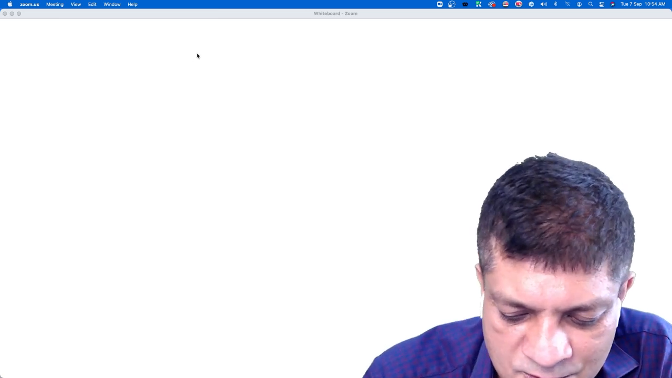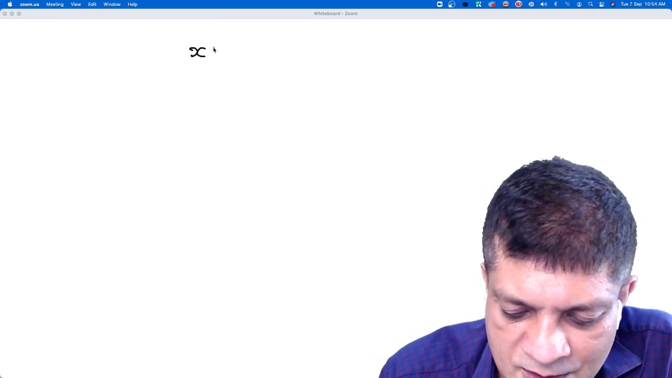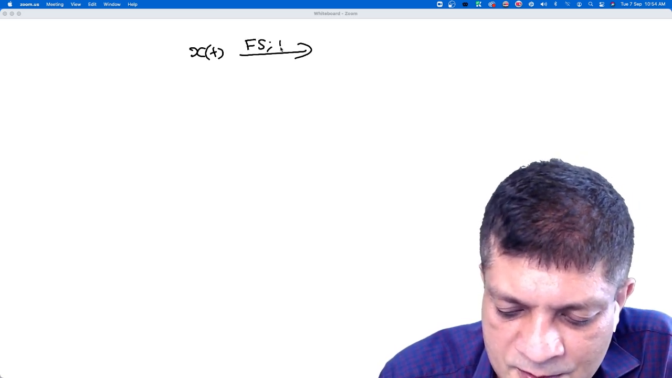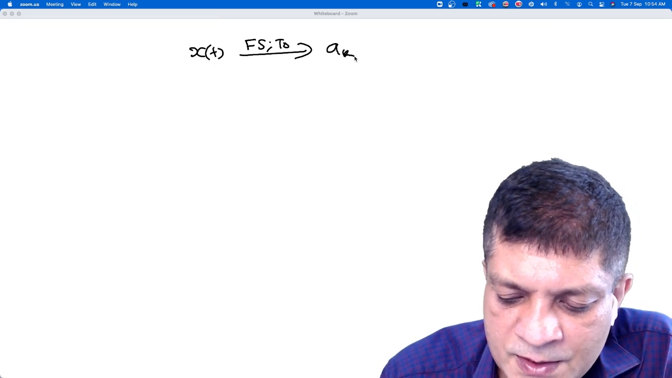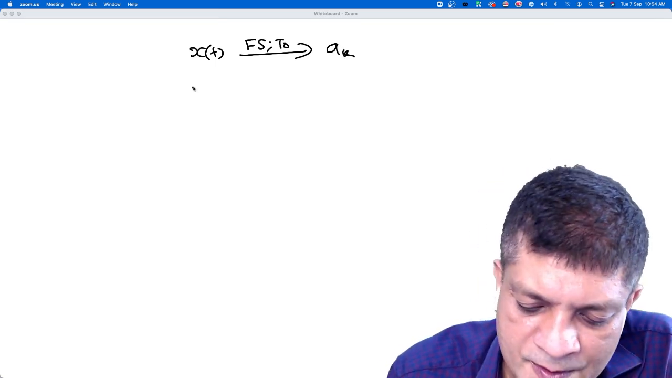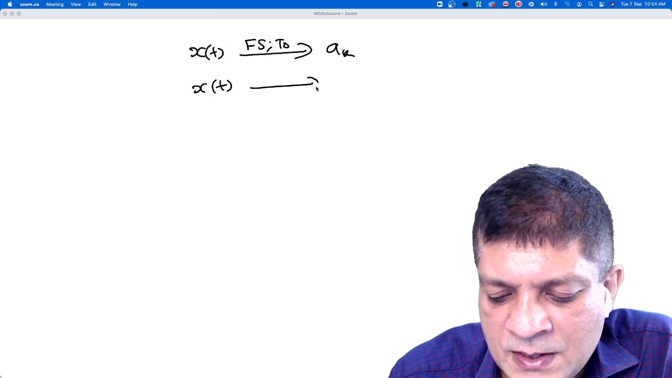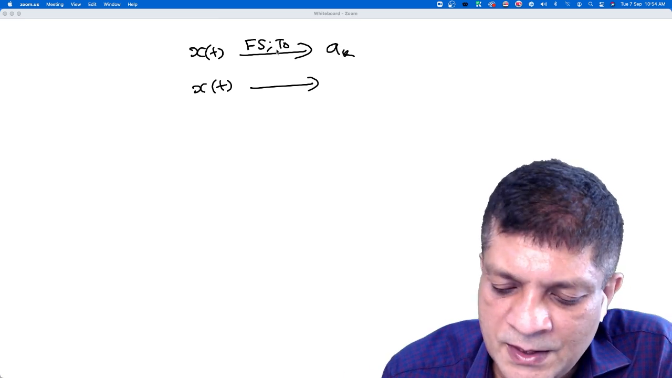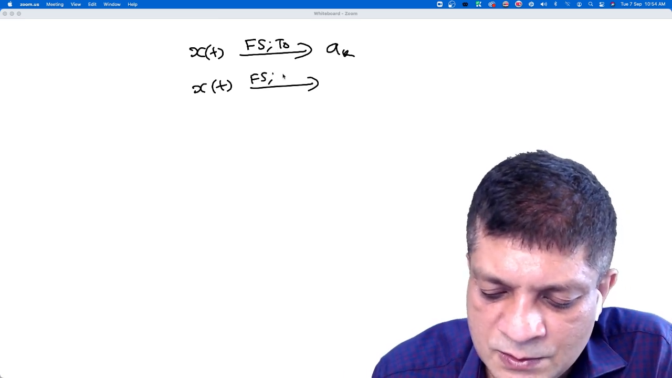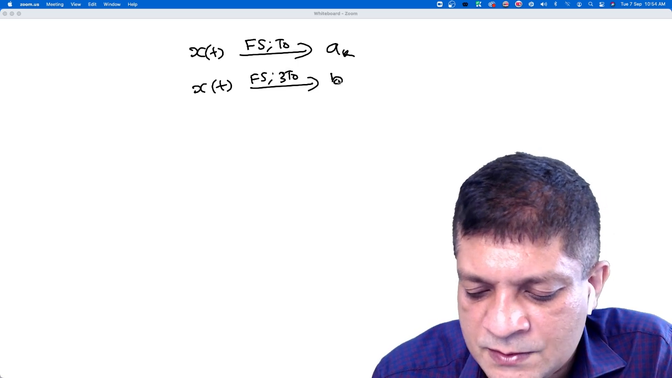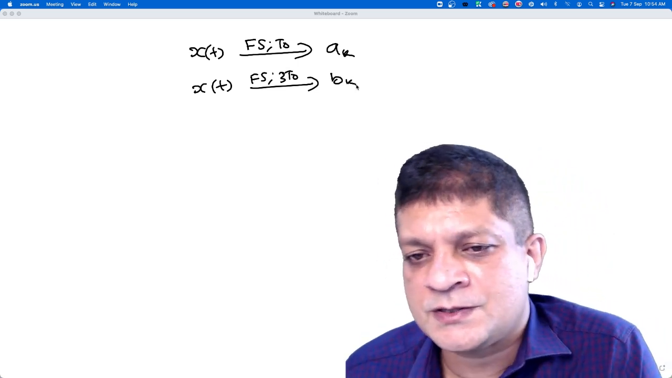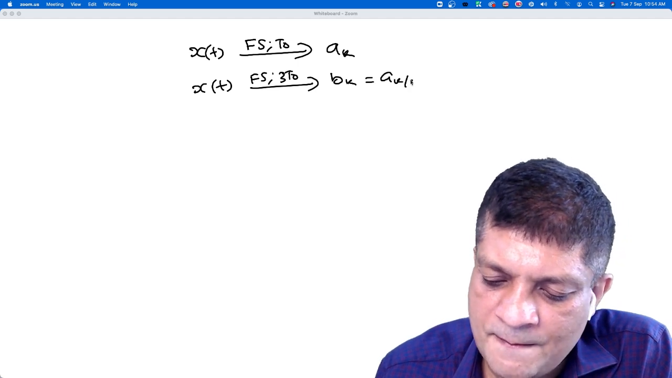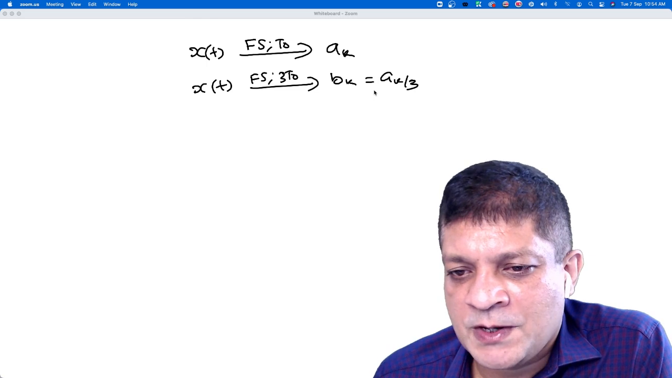Let me take a new page. So what we have proved here is if x(t) is a periodic signal with fundamental period T naught, and let's say its Fourier series coefficients are a_k, and we can consider it as a periodic signal with any integer multiple of T naught, for example 3 T naught, it is also periodic with period 3 T naught, and let's say b_k are the Fourier series coefficients, and it is related to this a_k as this. This is what we have proved.